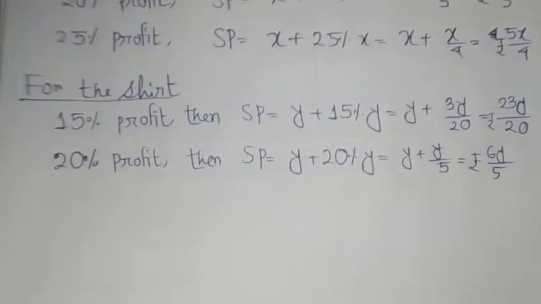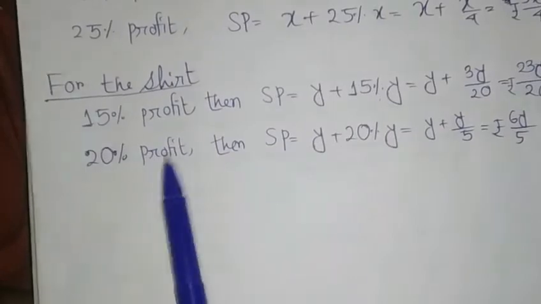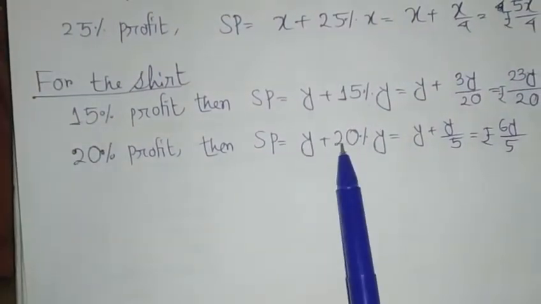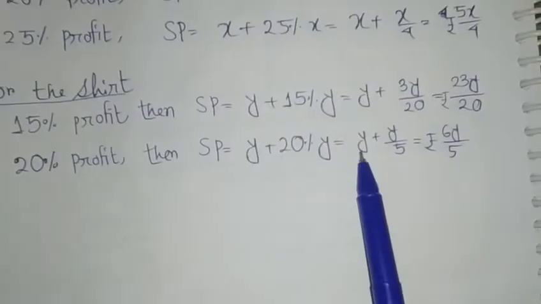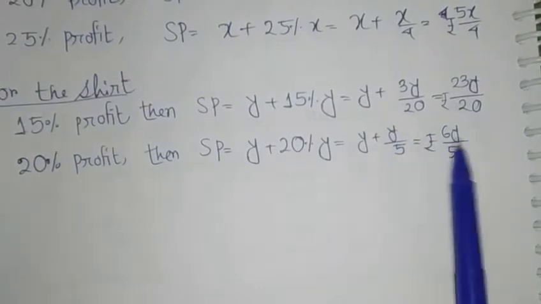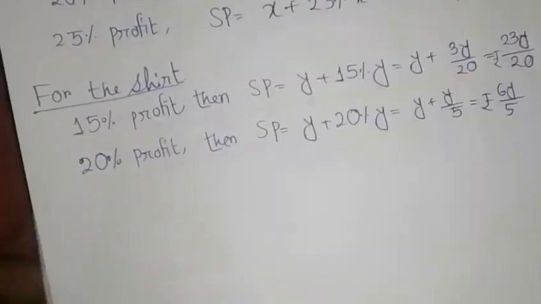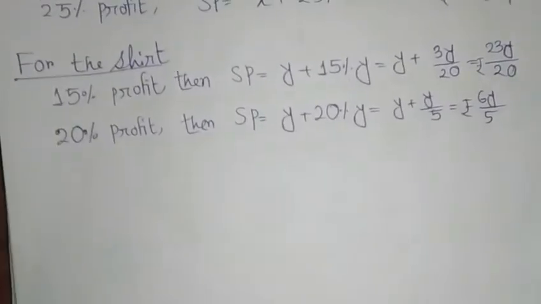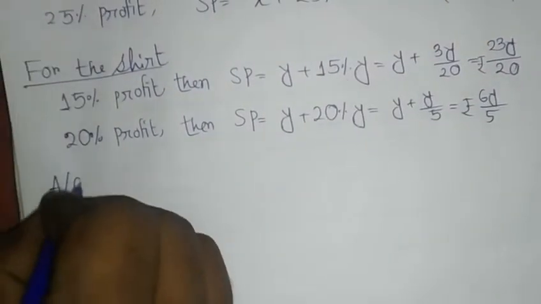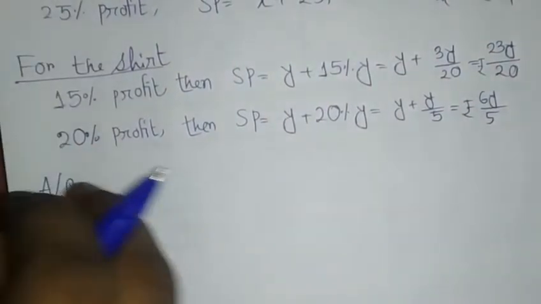Now in the second case, when 20% profit occurs, the selling price is Y plus 20% of Y. This is Y plus Y by 5. This is 6Y by 5. Now there are two parts according to the question. I am writing it shortly. You can write it in full.